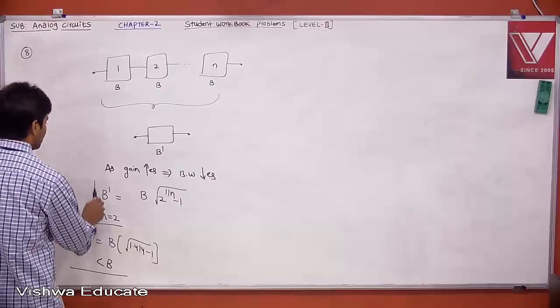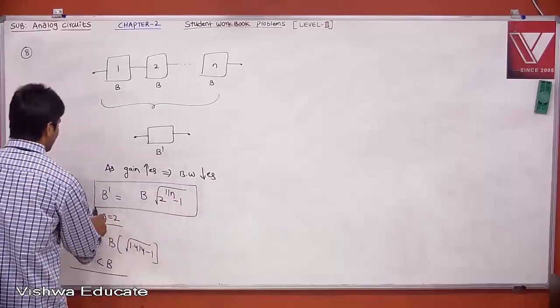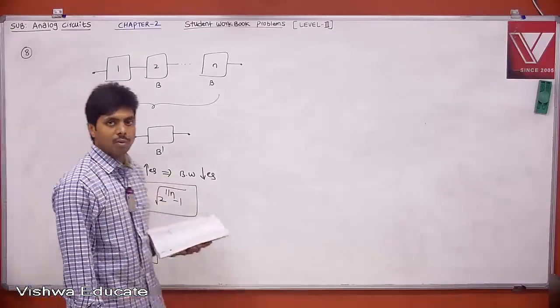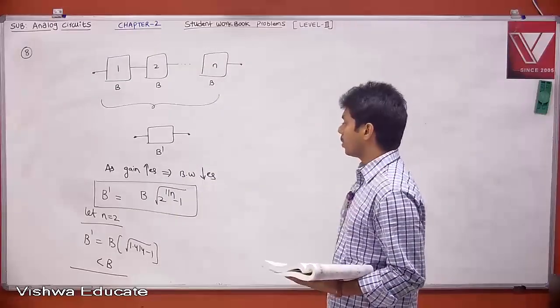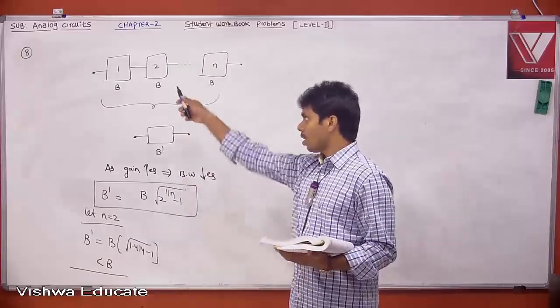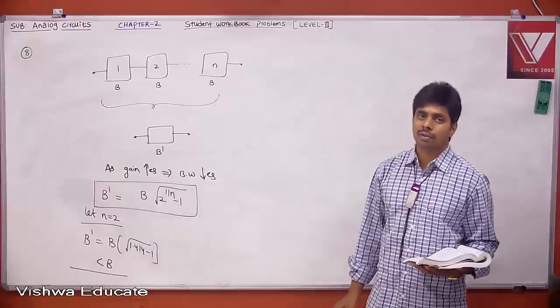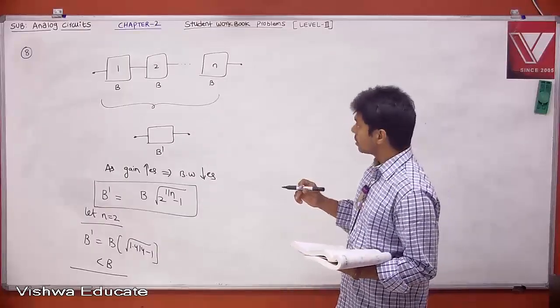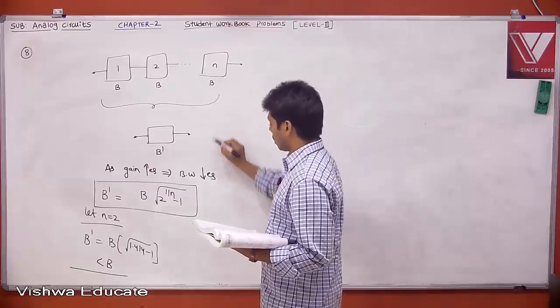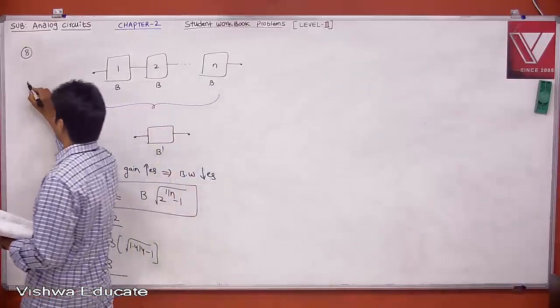Therefore, what is the answer? Your new bandwidth will be B into a factor, and the factor will be less than 1, which is nothing but root of 2 to the power of 1 by n minus 1. This is derived based on the hybrid pi model of your BJT. Therefore, the answer is C.